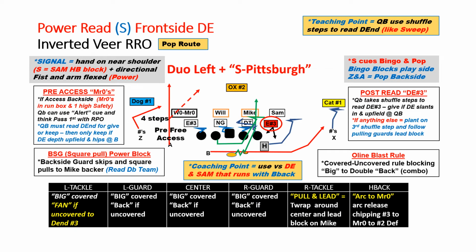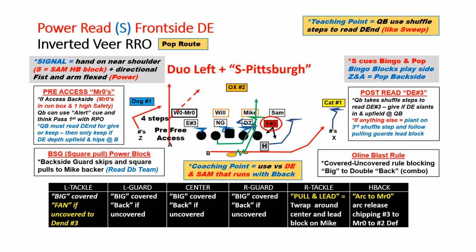All right, now we switch to front side as our read keys. And then again, we're going to go ahead and use a letter as the tag, and it's a prefix to the play call, S Pittsburgh here. What we're going to show you here is several different ways to run inverted veer, which is a power block. But the quarterback, now we invert it where he becomes the inside runner and the back is the outside runner.